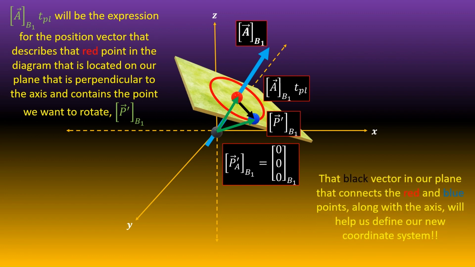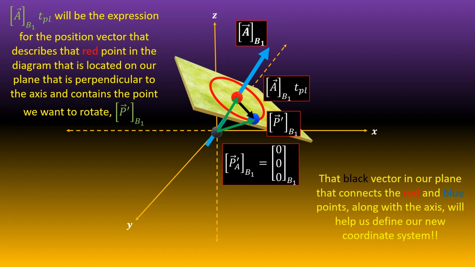And also note that we have this black vector, and the black vector is located on our plane, and it connects the red and blue points. So the head of the vector is located at the point that we want to rotate, or the blue ball, and the tail is located at the red ball, which is our A times TPL. And this black vector will actually help us later down the road in defining our new coordinate system, but we're not there yet.